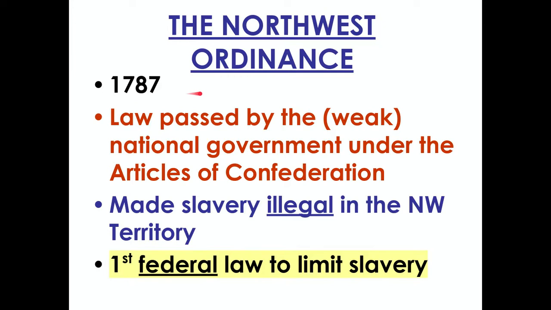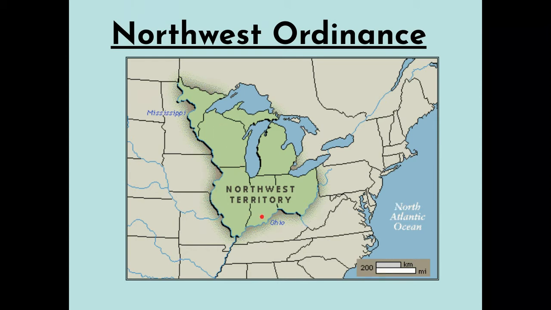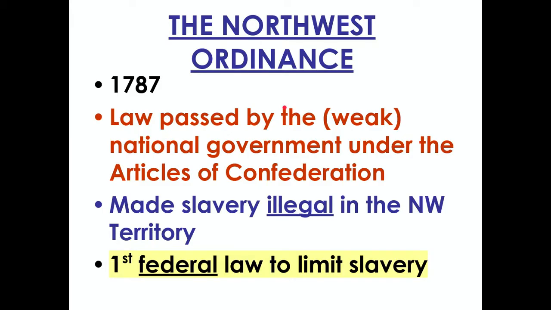The Northwest Ordinance was a law passed by the weak national government under the Articles of Confederation. It made slavery illegal in the Northwest Territory. Remember, this is the Northwest Territory, north of the Ohio River, east of the Mississippi, around the Great Lakes. This was land gained from Britain after the Revolutionary War. And before people started settling there, before we set it up and organized it, the Congress decided we were not going to allow slavery in this area. They were going to make slavery illegal.